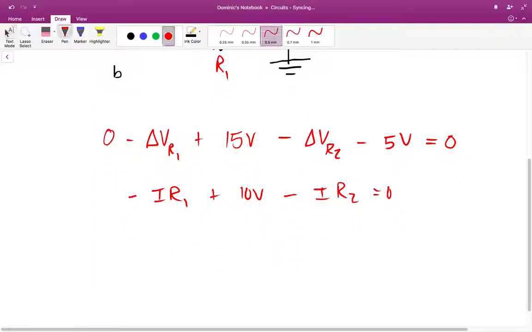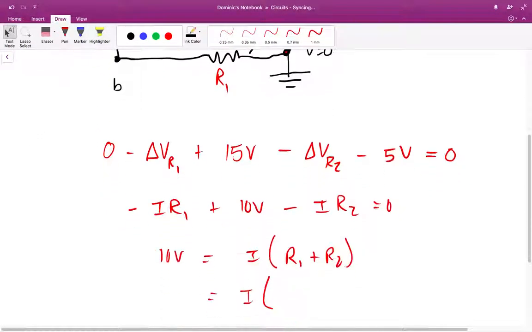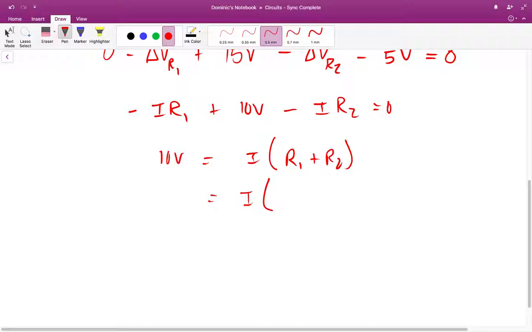I'm going to add I R1 and I R2 to the other side so that we get 10 volts. And this is equal to I times R1 plus R2. R1 is 1 ohm, and R2 is 4 ohms, so we get 5 ohms. And this equals 10 volts. Divide both sides by 5, and we get I is equal to 2 amps.